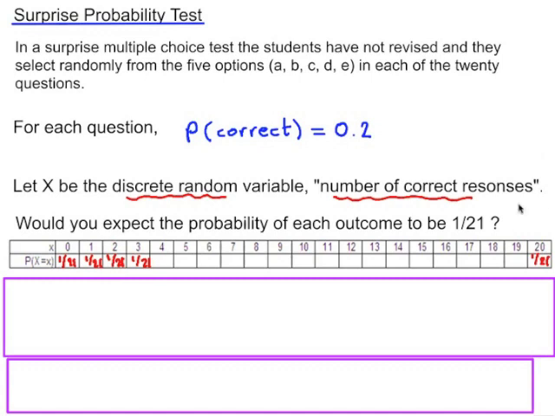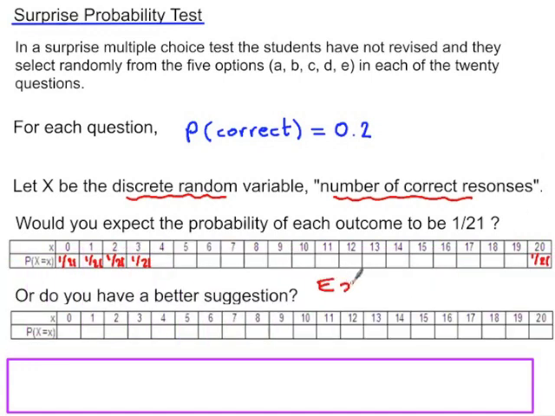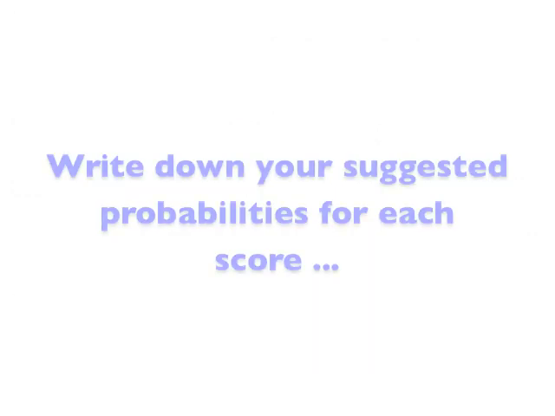Well, if you've done this activity before, you'll know that the expected value of x, or the mean of x, is about 4. So do you have a better suggestion? We can assume that 4 will have the highest probability and 20 out of 20 would have a low probability. So what would be your suggestion for the different probabilities for the different x values?